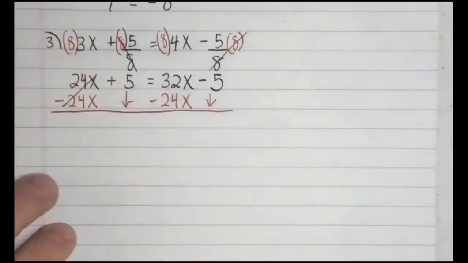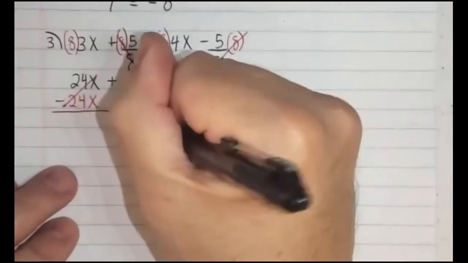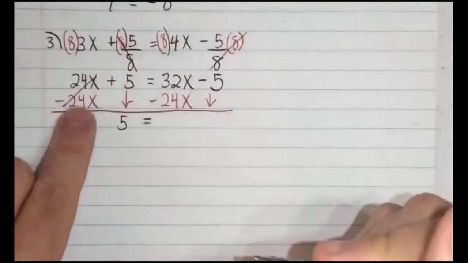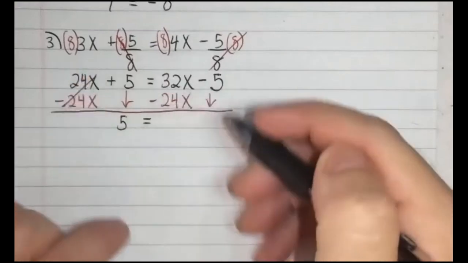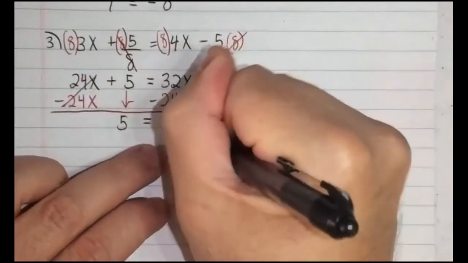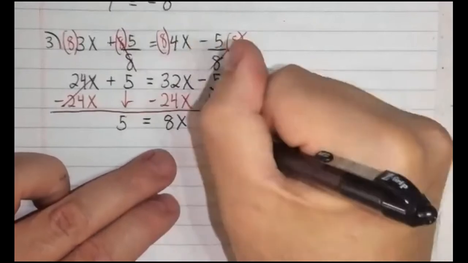Let's see what we have. We have 5 on this side because the 24x is canceled out. 32x take away 24x leaves me 8x. And then I move down the negative 5.